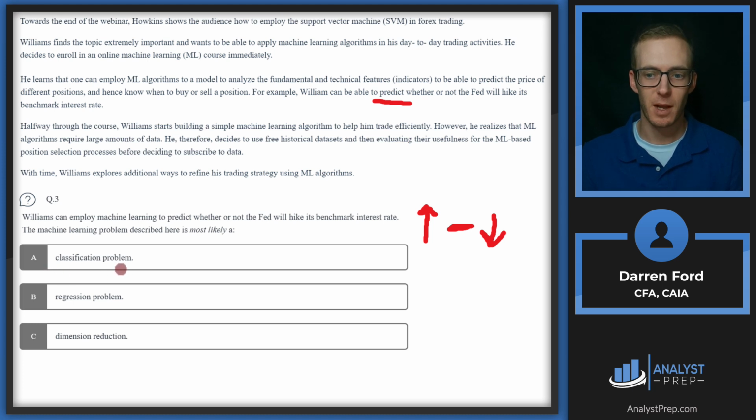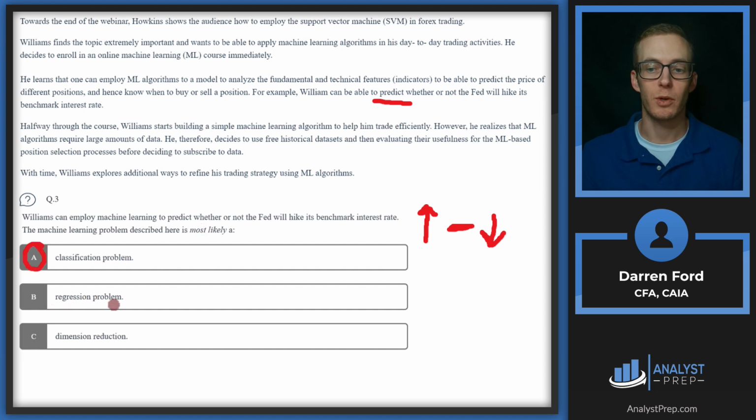A, classification problem. This does sound like a classification problem. Classification problems are generally going to be more categorical in nature. And so there's going to be more of a binary outcome, this happens or this happens, which is what we're talking about here. Either the Fed raises interest rates or keeps them the same. So it looks like we're going to be able to go with A, classification problem, but let's look at these other two.